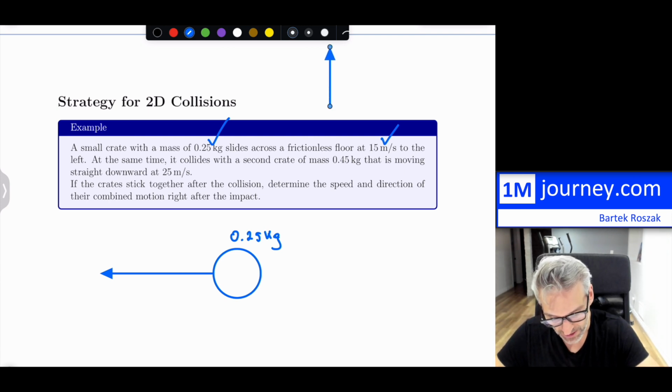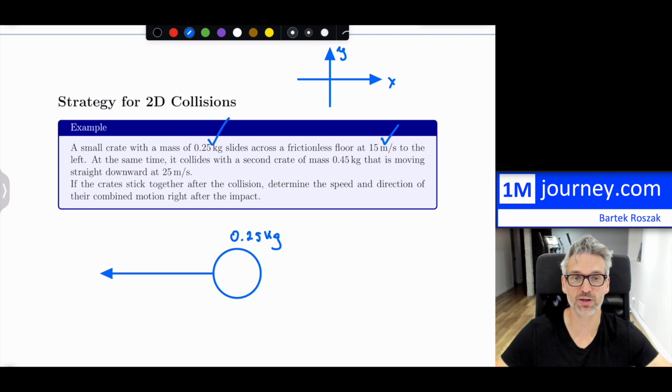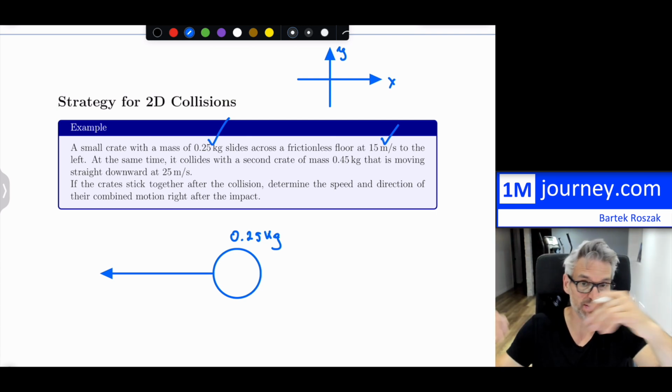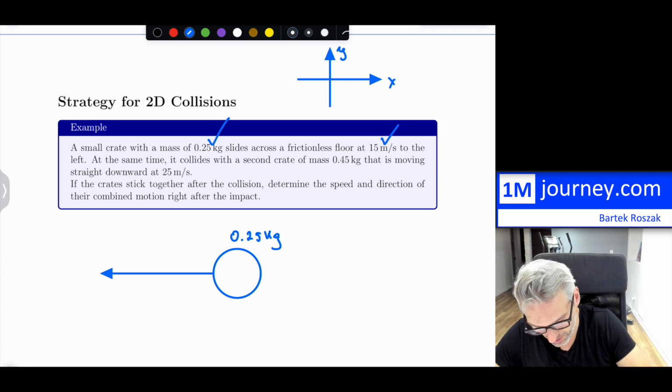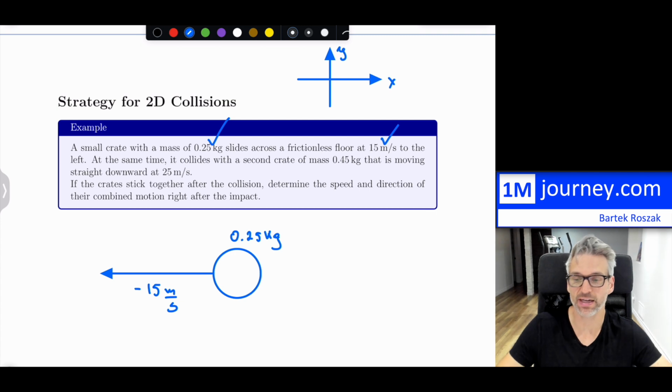So here's your standard axes. If this is my x and my y, I'm going to assume positives are to the right and up, and negatives are down and to the left. So here I would have been writing this down as negative 15 meters per second, or I can write it as 15 meters per second left. Okay, so that's up to us.